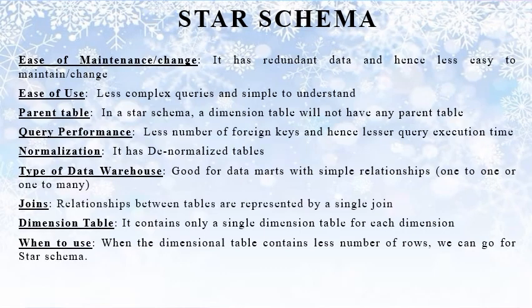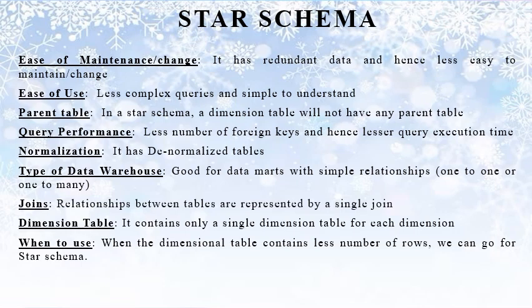Now we can move into the differences between star schema and Snowflake schema. In star schema, it is less easy to maintain and uses redundant data. It has less complex queries and users can easily understand. It does not have any parent table. It uses fewer foreign keys, so it has a lower query execution time. It is in the format of a denormalized table.